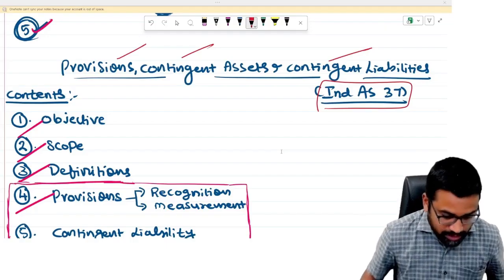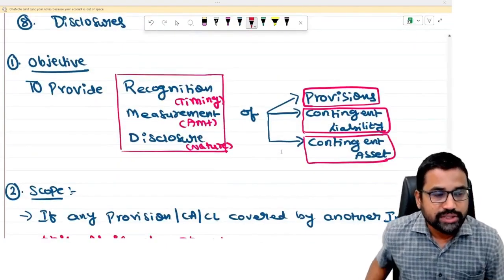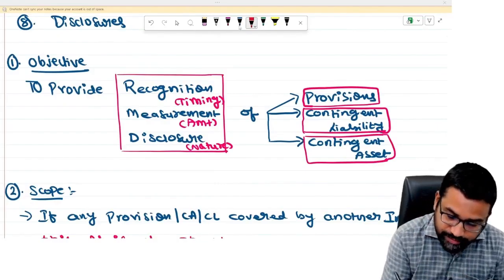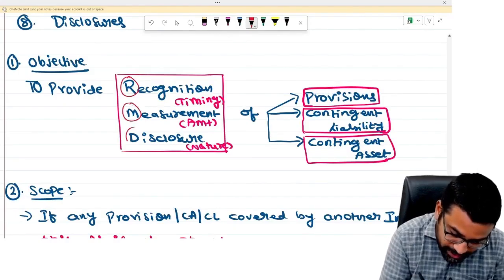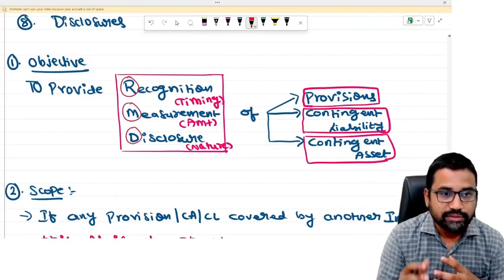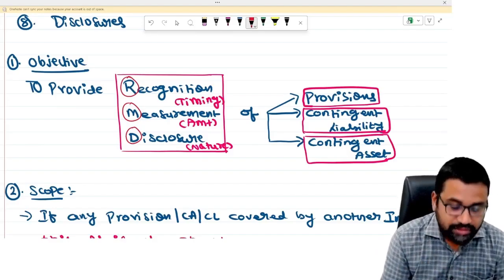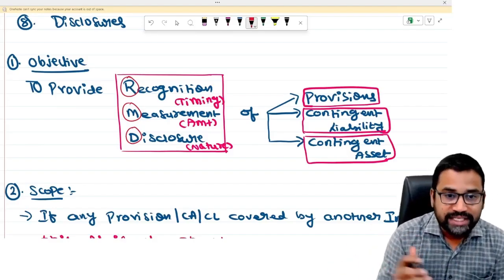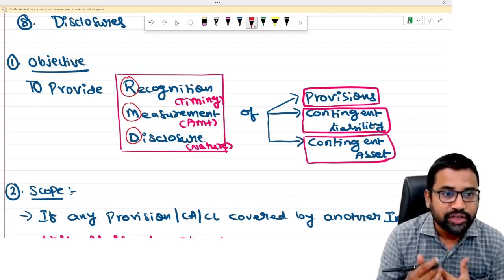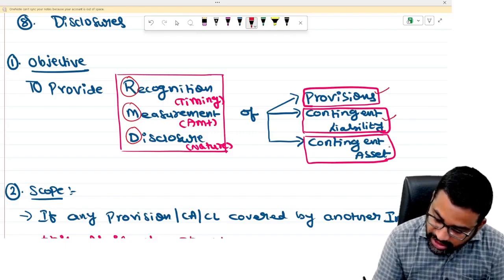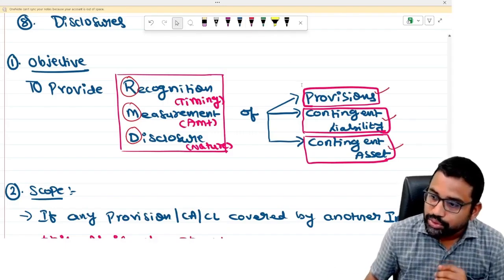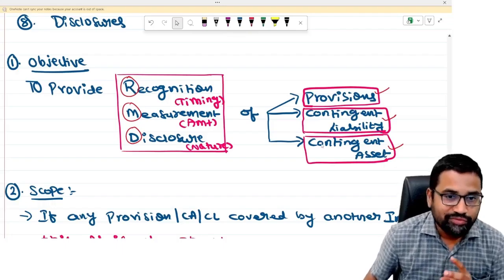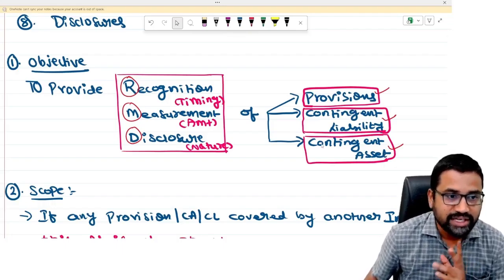First we discuss what is the object of this standard. See, the object is very simple, sir. This standard will provide 3 things: recognition, measurement, disclosure. That means when we need to recognize, the timing, the amount at which we need to recognize, and the nature we need to disclose. Relating to what? Relating to 3 things: provisions, contingent liabilities, contingent assets. So this standard will provide the recognition, the measurement, the disclosure of provisions, contingent assets, contingent liabilities.